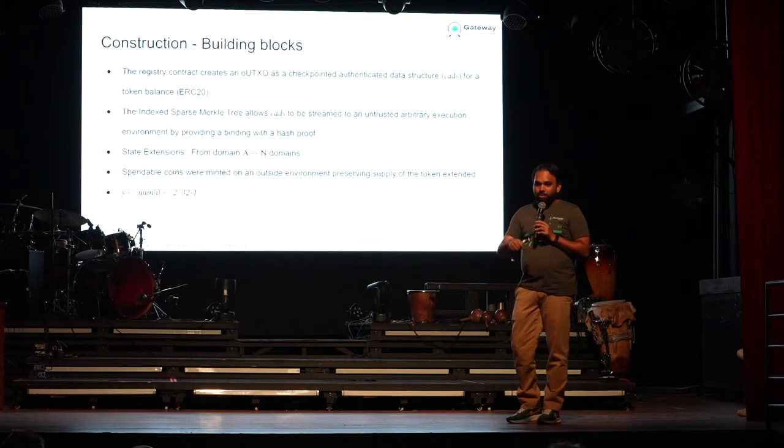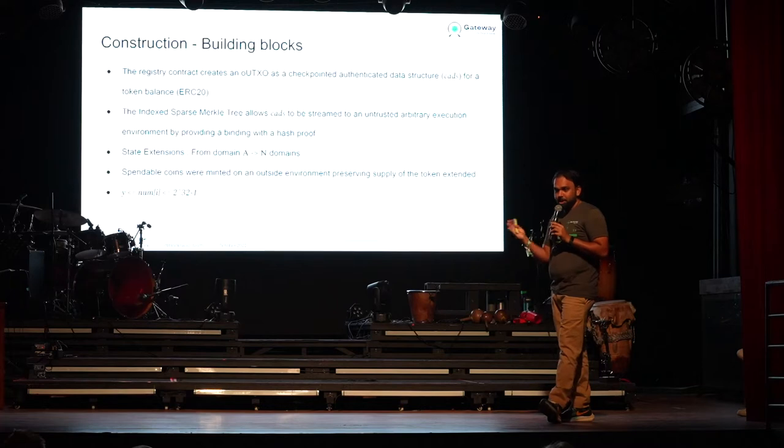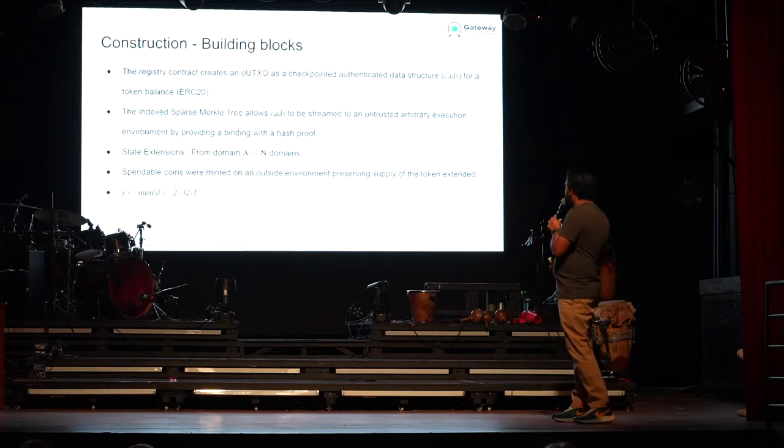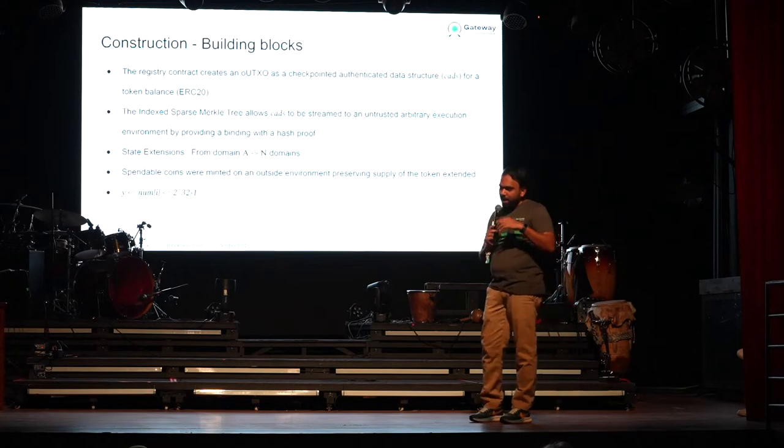We want to stream the validator balances back to Ethereum, so the smart contracts can actually know what the validator balance is doing, because it's wibbly wobbly. You can get slashed and you have different balances. So that's the current implementation that we've done, and we're going to walk through that. The sparse Merkle tree will basically allow you to get a path for every state extension.